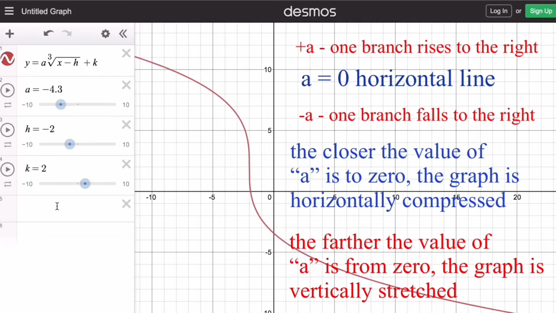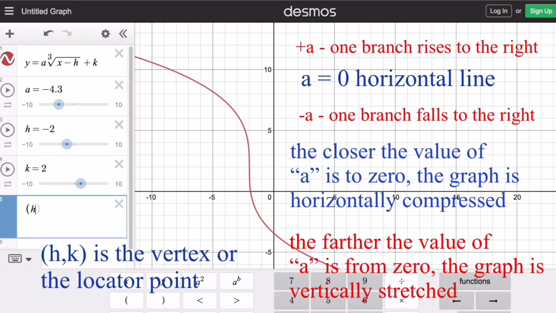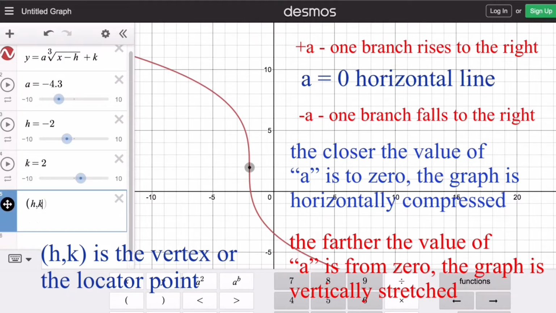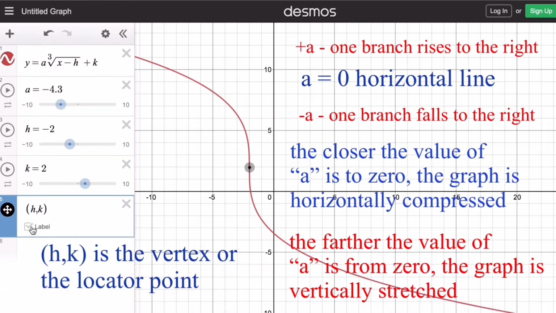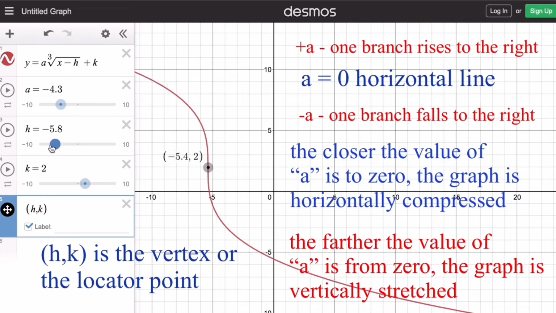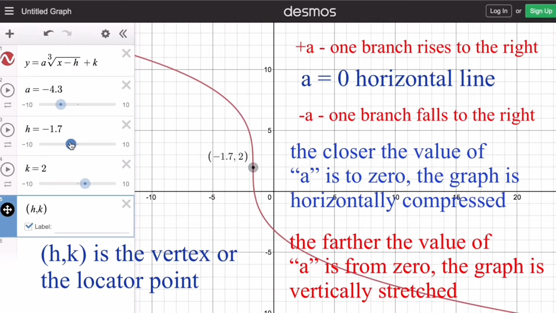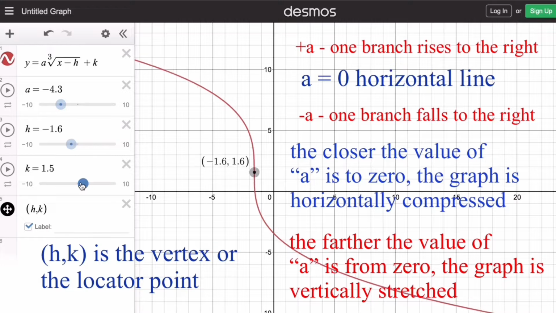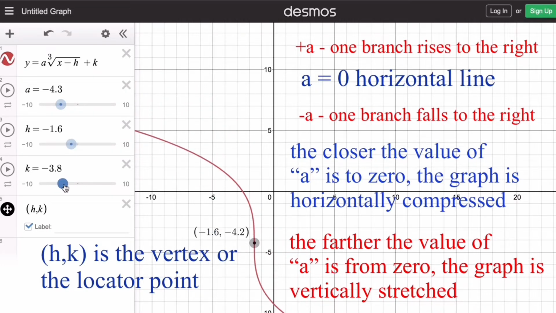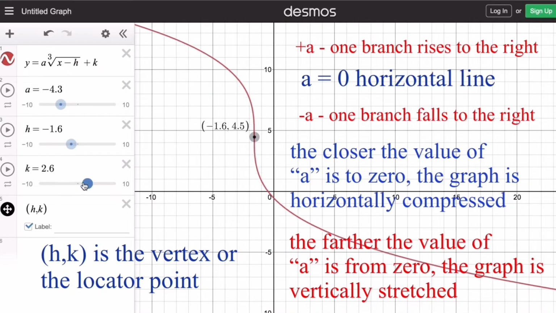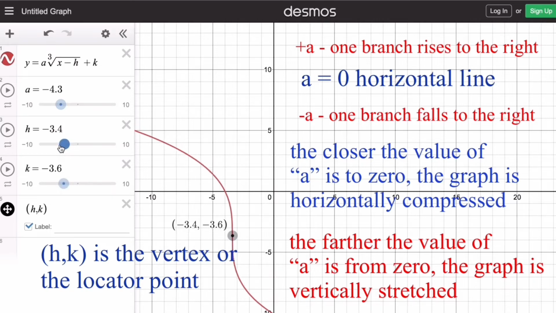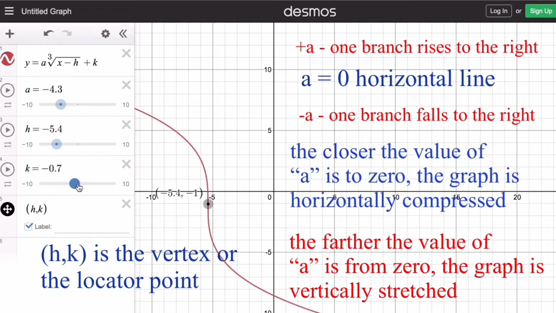Now, we also remember that the coordinates h, k are the vertex of the graph, which we also call the locator point, where h translates the graph left or right, and k translates the graph up or down. So these are the basic facts about the graph of a cube root equation.